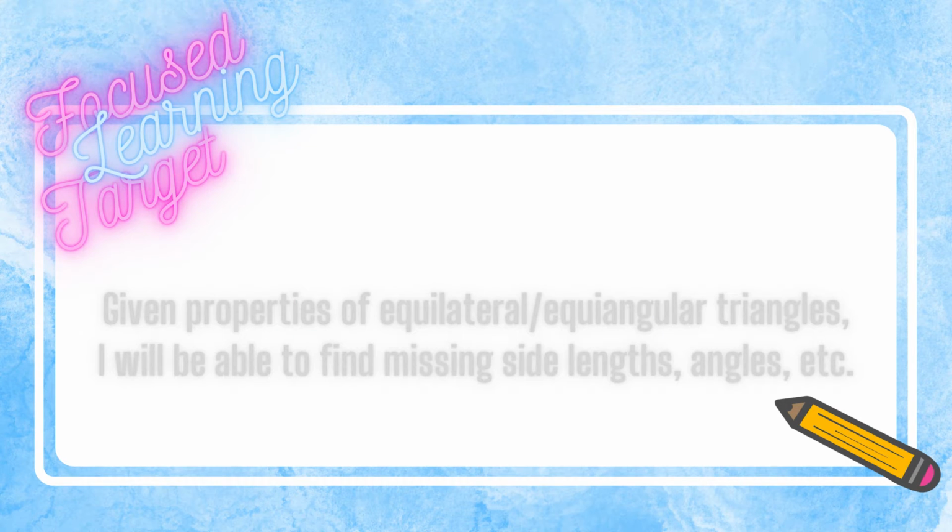Here's today's focus learning target. Given properties of equilateral or equiangular triangles, I will be able to find missing side lengths, angles, etc. In the previous lesson, we talked about isosceles triangles. Today we'll be talking about equilateral triangles.